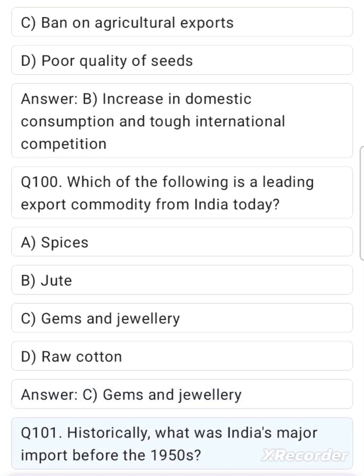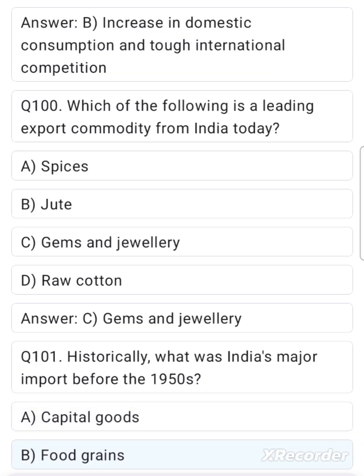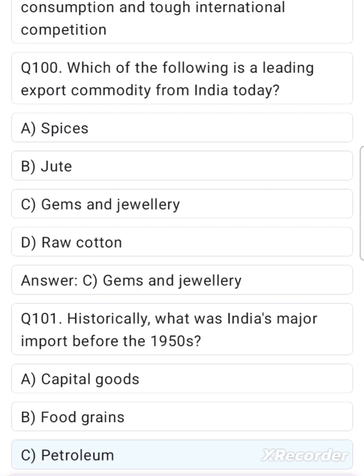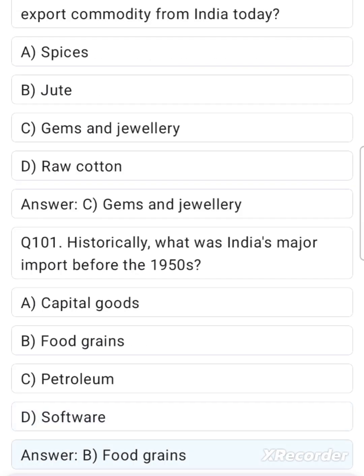Q101. Historically, what was India's major import before the 1950s? A. Capital goods. B. Food grains. C. Petroleum. D. Software. Answer B. Food grains.